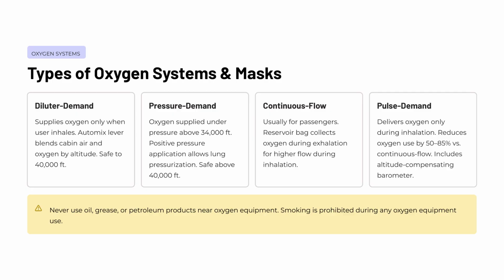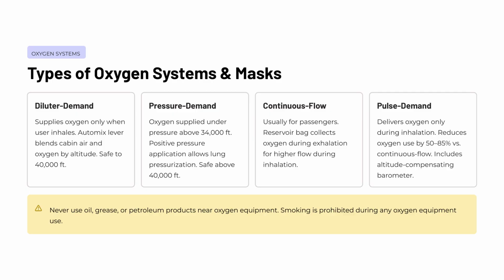There are 4 primary types of oxygen systems used in aviation, and understanding how each one works is essential for safe operation at altitude. The diluter demand system supplies oxygen only when the user inhales, and its automix lever automatically blends cabin air with oxygen based on altitude. This system is approved for use up to 40,000 feet. Above 34,000 feet, the pressure demand system takes over, delivering oxygen under positive pressure, which actually forces oxygen into the lungs and makes it safe for operations above 40,000 feet.